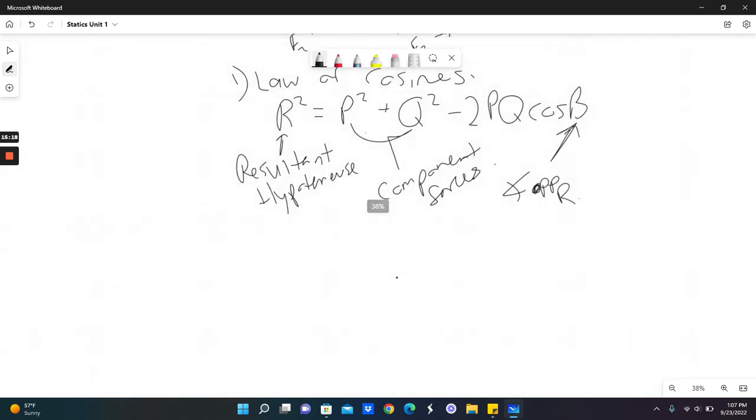The second law that we looked at, actually, let's draw in a little triangle. So let's say component force.